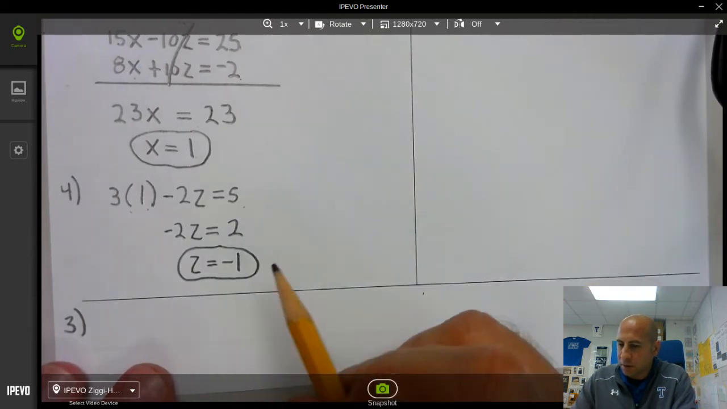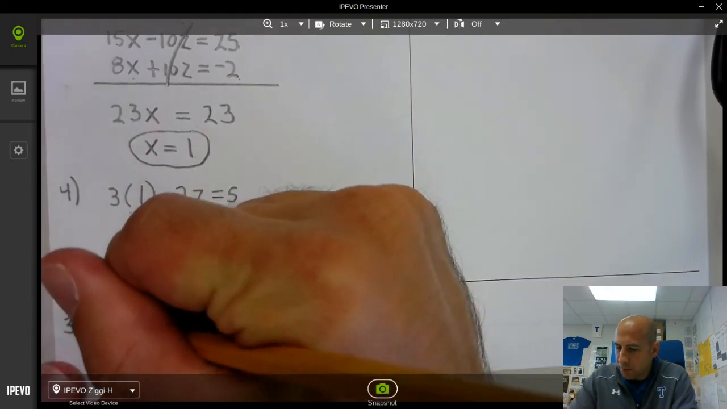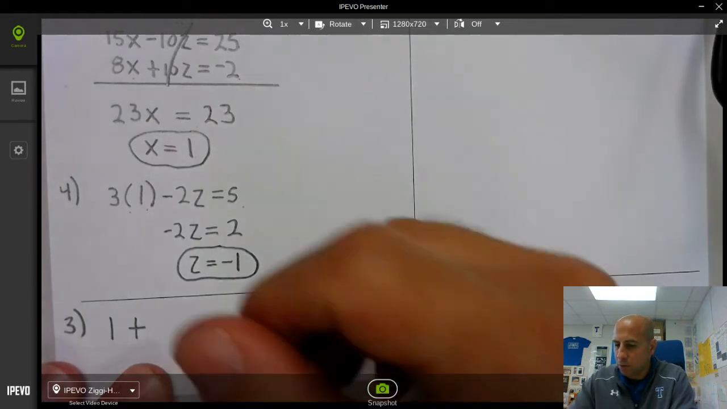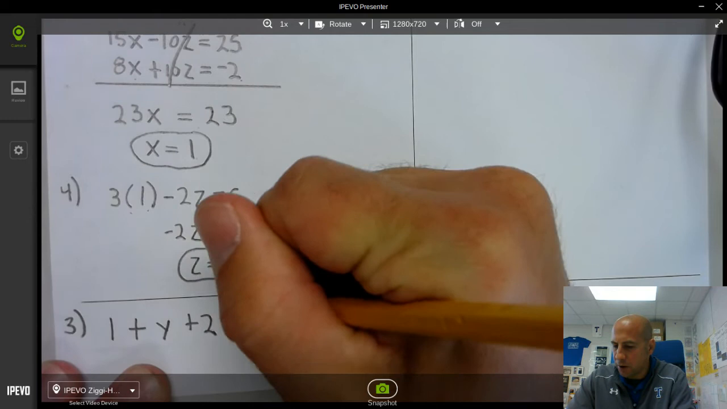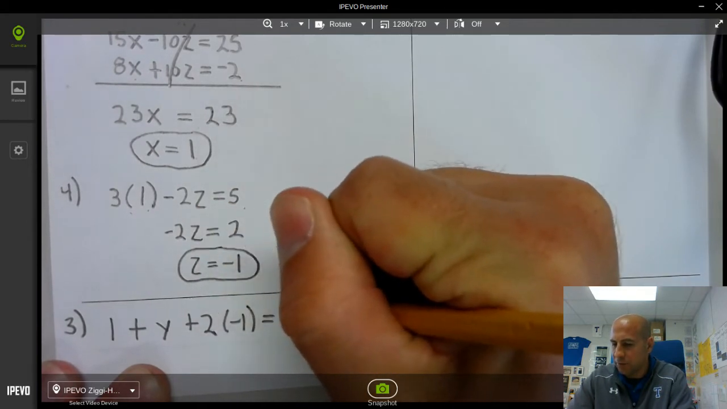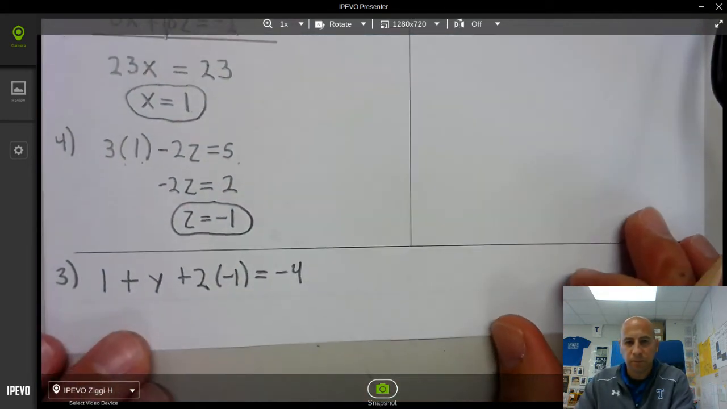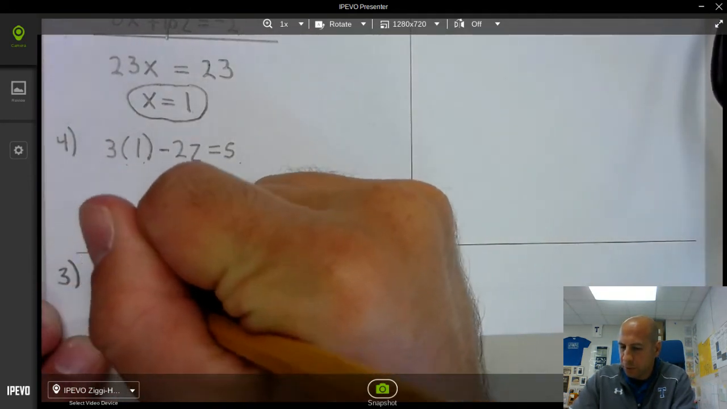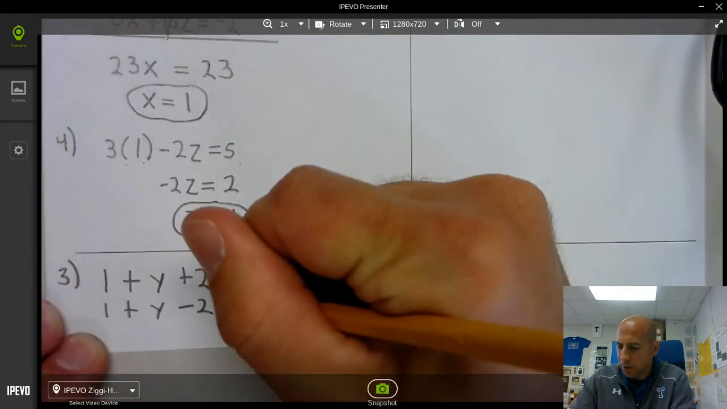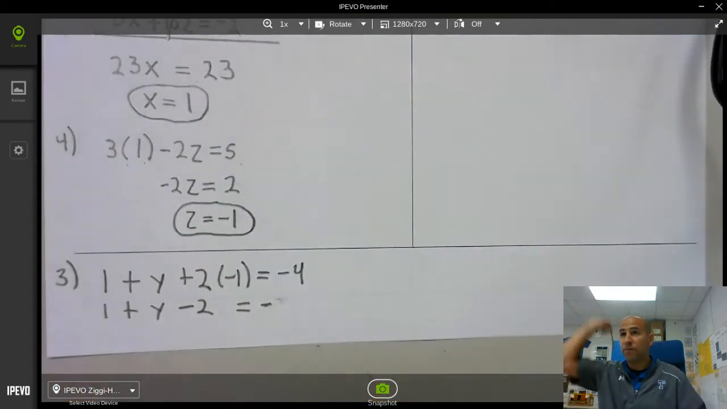So that's 1 plus y plus 2 times z, which is negative 1, and that equals negative 4. So then I get 1 plus y minus 2 equals negative 4.